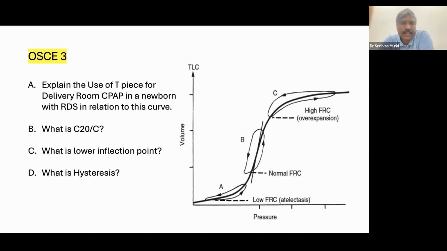What is lower inflection point? Yeah, correct. Many of you are correct. That is distension, correct. So what is lower inflection point? Opening pressure point in the compliance curve. Very good, very good. But how do we identify this? Clinically, how do we identify this? How do we know that we have reached the lower inflection point? Or how do we know that we have reached from curve A to curve B on this graph?